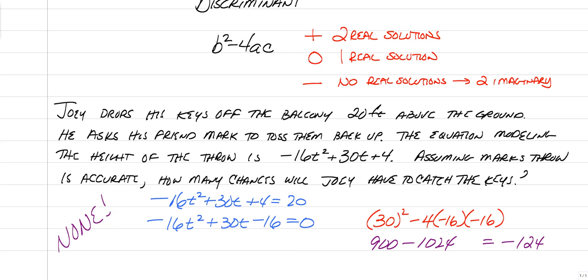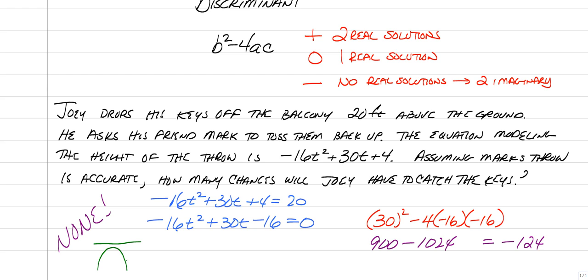Mark does not throw the keys hard enough. He needs to throw it with more velocity than 30 feet per second because it's not even going to reach a height of 20. So you could have done that in multiple ways, but if you were to use your graphing calculator to sketch it, you would have your 20 up here and the keys are only going to go like that. So it's never even going to reach a height of 20 feet. So Joey's not going to be able to catch them at all.